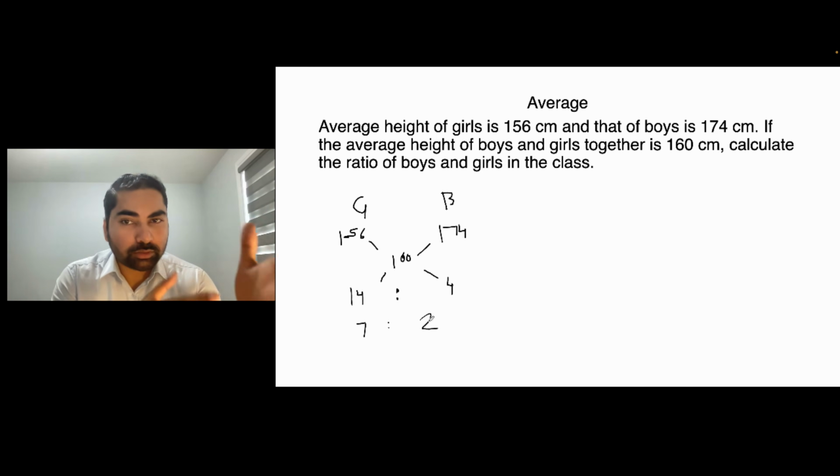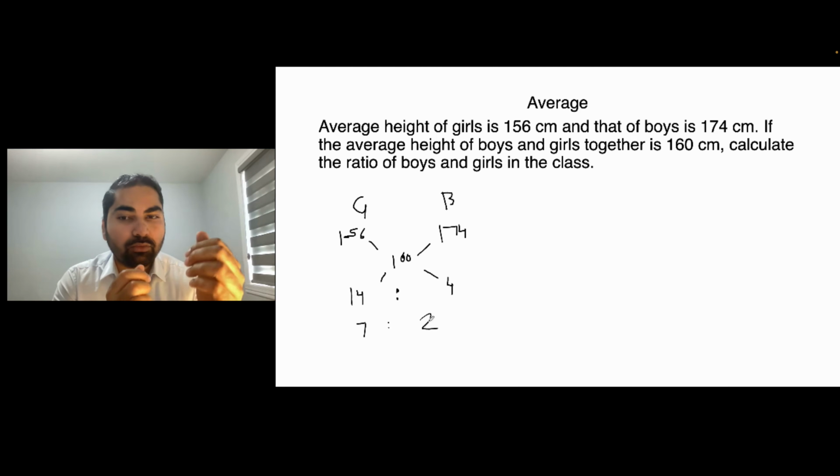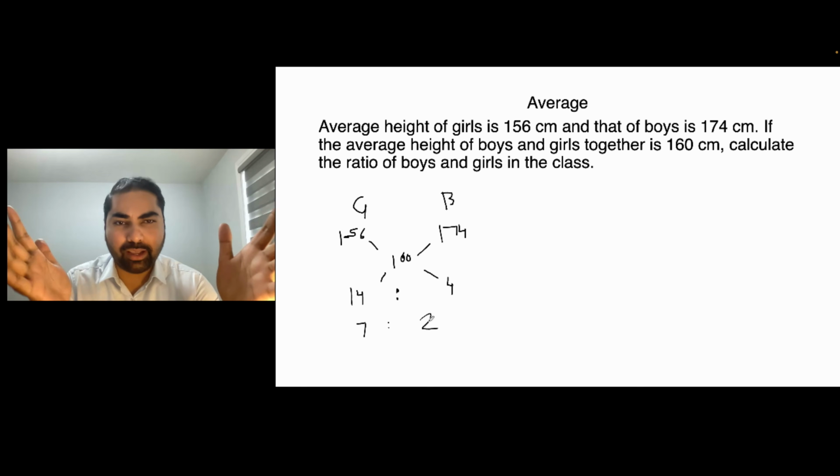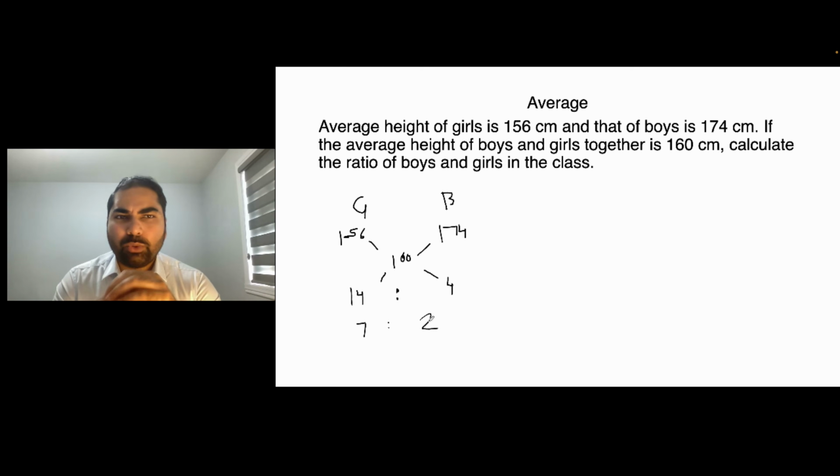So if there are 2 boys, there are 7 girls. If there are 3 boys, then there are 21 girls. If there are 4 boys, then there are 28 girls. So you get the rhythm here. That essentially is allegation, and you can see that it's so useful in doing these questions. I mean, you don't have to write any algebraic expression. You don't have to calculate complex multiplications. It's super useful.